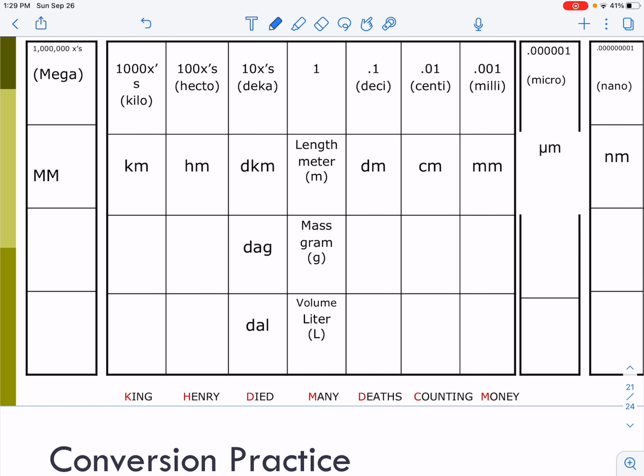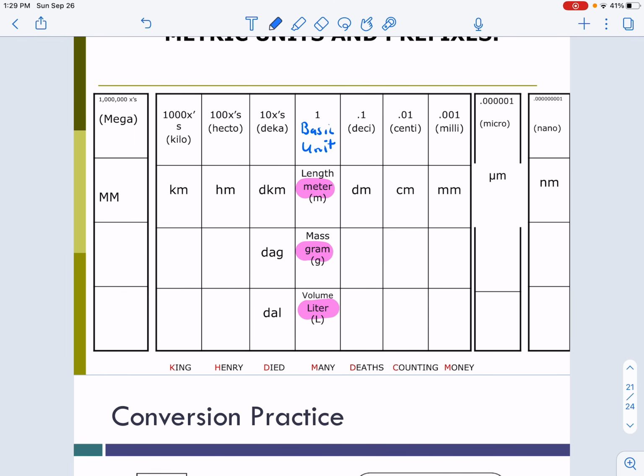So let's go ahead and take a look here at a few key things. One, we start off here with the basic unit. So the basic unit is here in the middle. This is the basic unit. And we've gone over these basic units in this video. We have the unit for length, which is the meter, the unit for mass, which is the gram, and the unit for volume is the liter. If we want to talk about smaller amounts, we go to the right. If we want to talk about larger amounts, we go to the left.